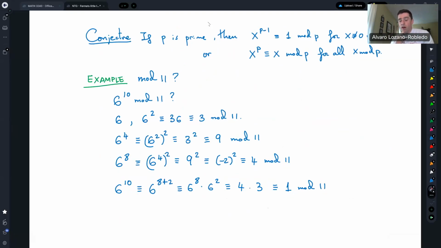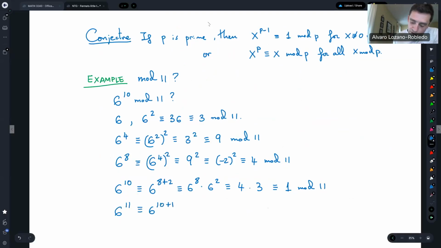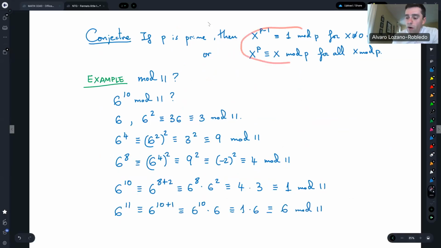So it works there. Let's do one more. How about 6 to the 11? 6 to the 11 is 6 to the 10 plus 1, so it's 6 to the 10 times 6, so it's 1 times 6, which is 6 modulo 11. So both parts of our conjecture work modulo 11. Okay, great. So it looks like we're almost there.